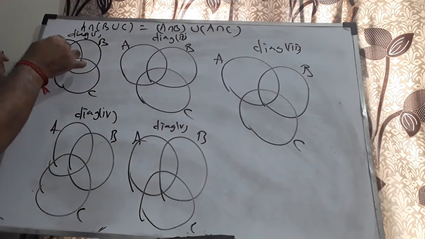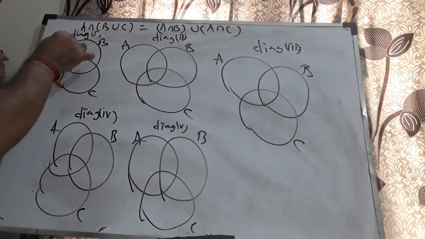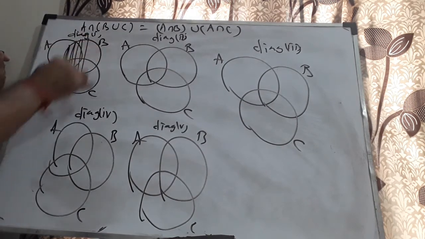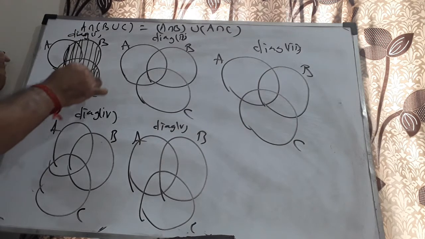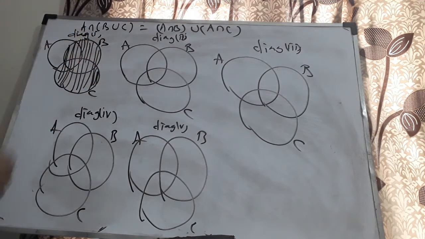Now let me think about B union C. I'll just draw B union C. I'll shade both the circles B and C. Now this is B union C. This is my first diagram.